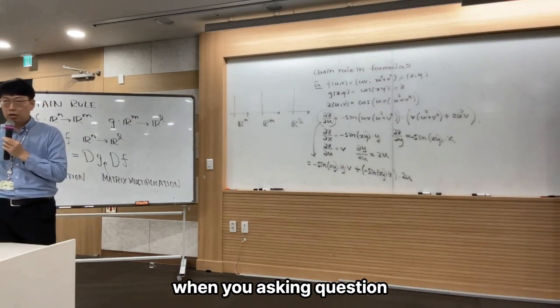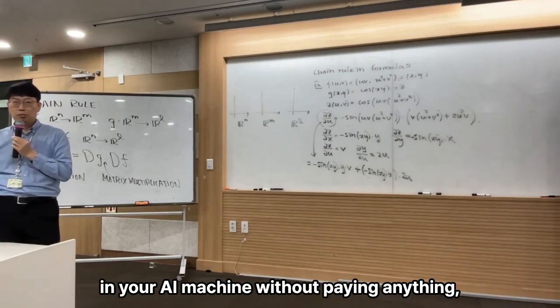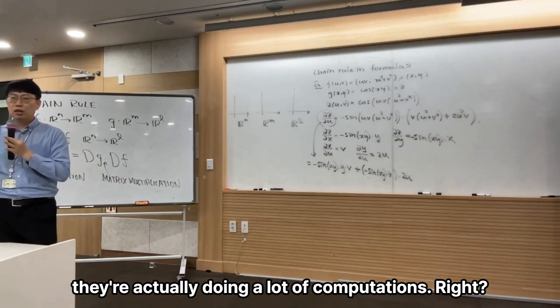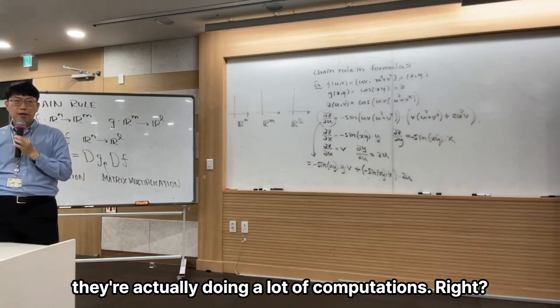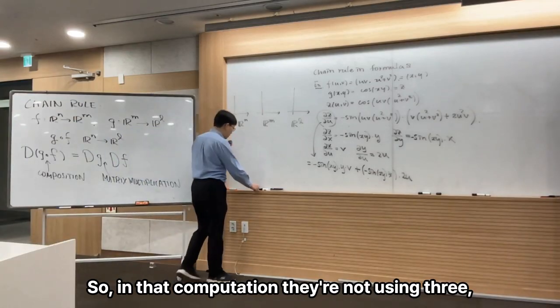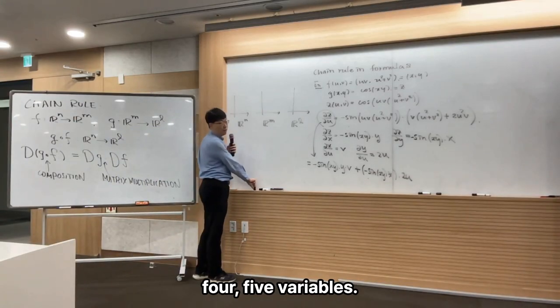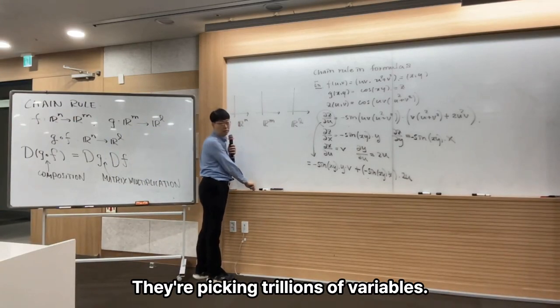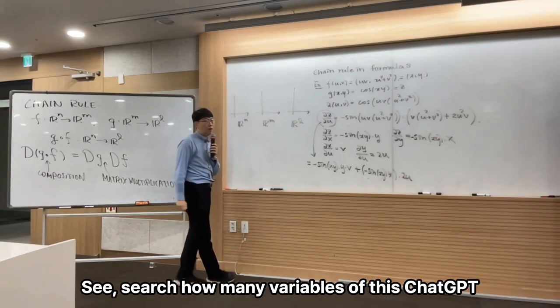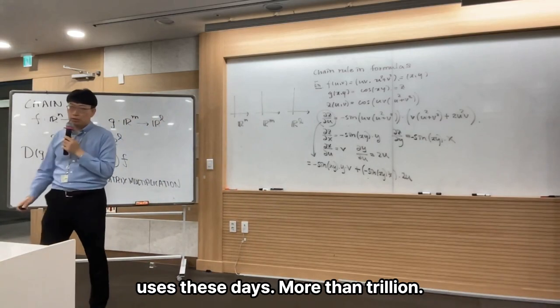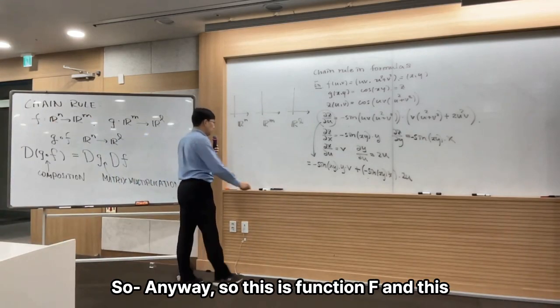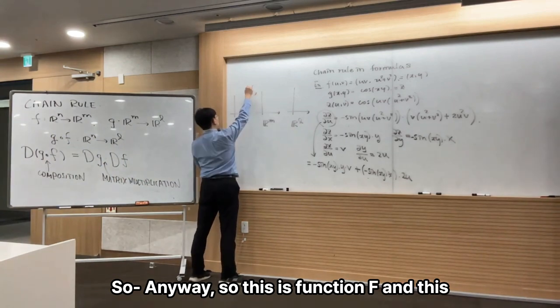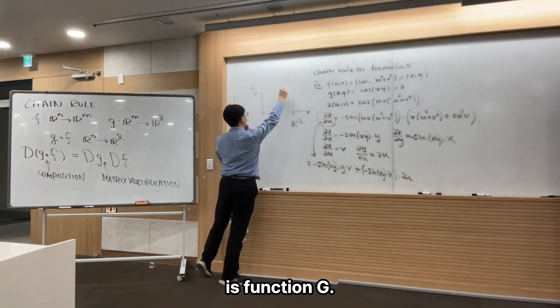When you ask them a question in your AI machine without paying anything, they're actually doing lots of computation, right? In that computation, they're not using 3, 4, 5 variables. They're taking trillions of variables. Search how many variables ChatGPT uses these days. More than trillions. So anyway, this is function f, and this is function g.